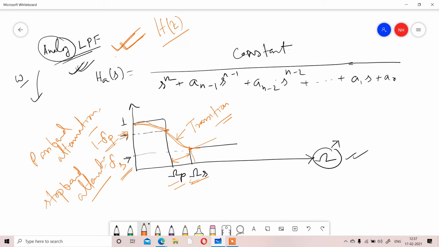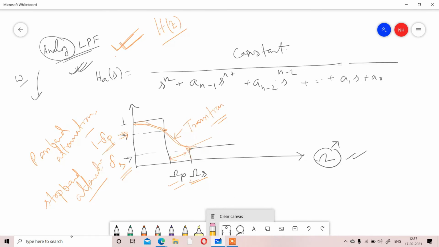Everyone should make it clear that whatever will be provided. So then, consider the first type of low pass filter called the Butterworth filter. That is the analog filter that you are going to design, the Butterworth low pass filter.